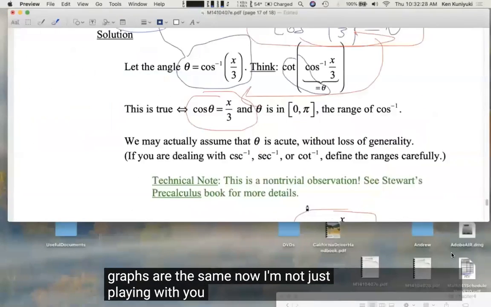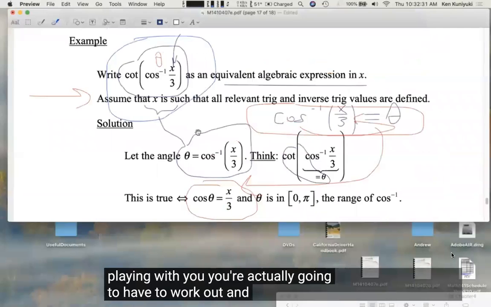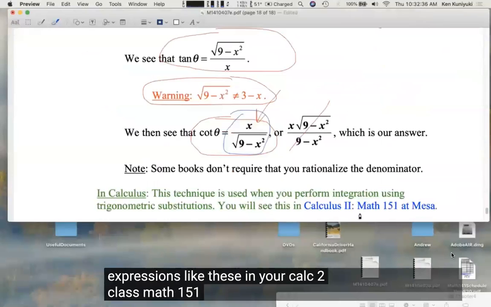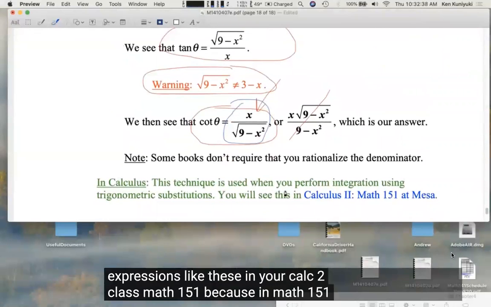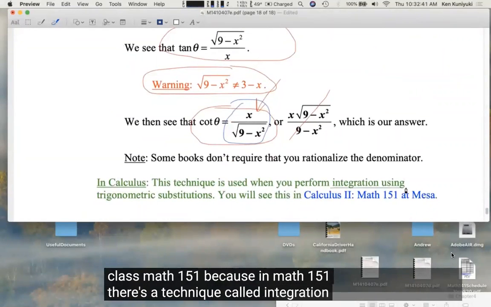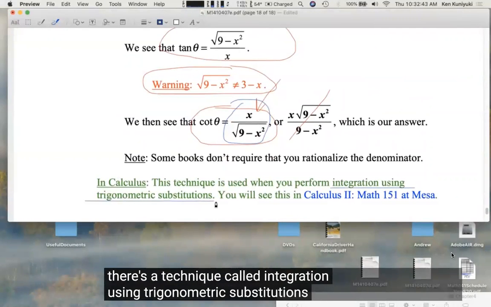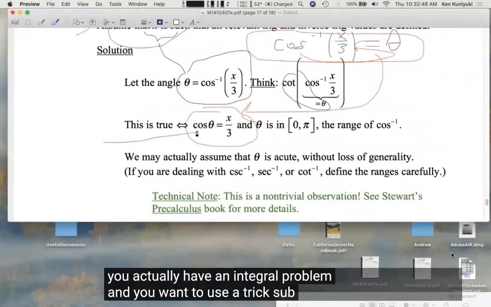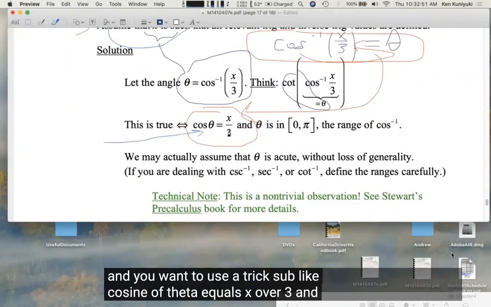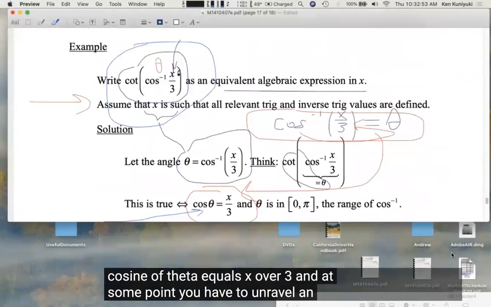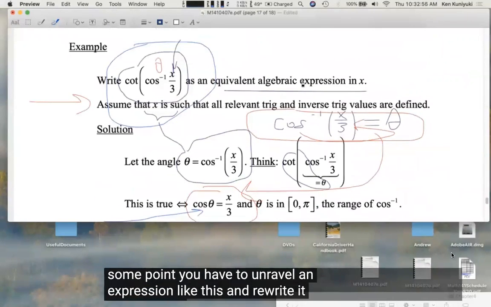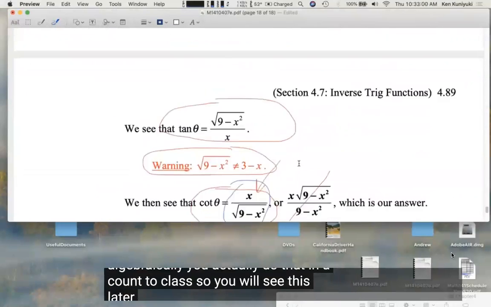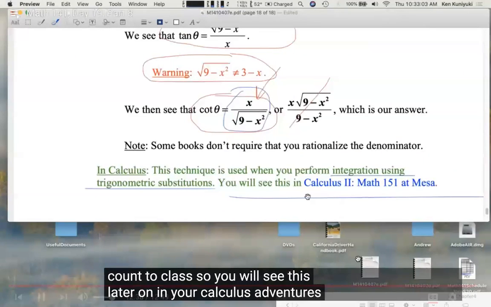Now, I'm not just playing with you. You're actually going to have to work out and simplify expressions like these in your Calc 2 class, Math 151. Because in Math 151, there's a technique called integration using trigonometric substitutions, where you have an integral problem and you want to use a trig sub like cosine of theta equals x over 3. And at some point, you have to unravel an expression like this and rewrite it algebraically. You actually do that in a Calc 2 class. So you will see this later on in your calculus adventures.